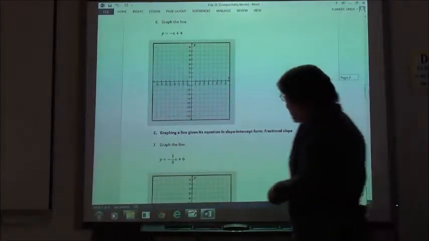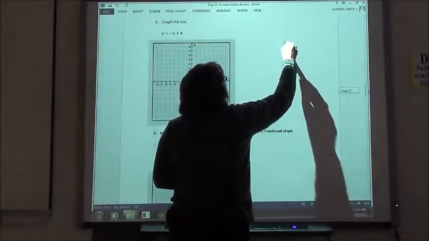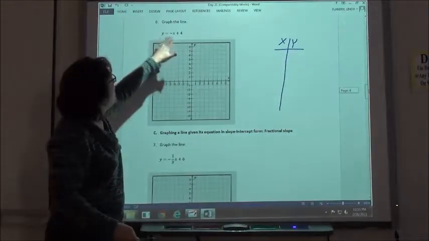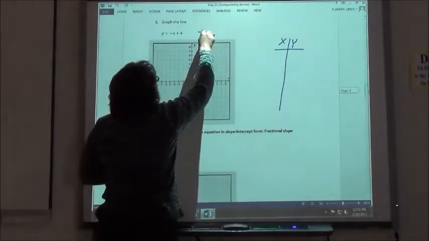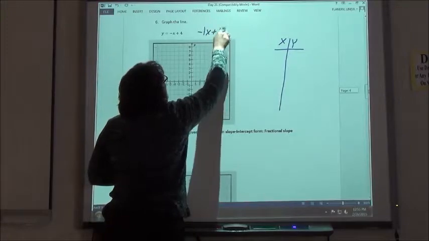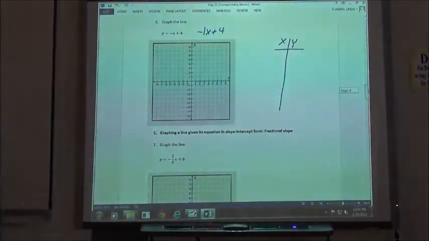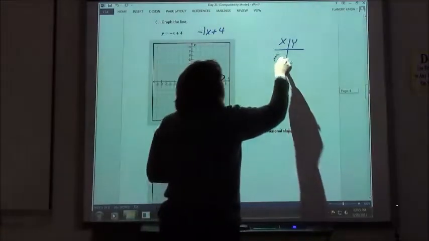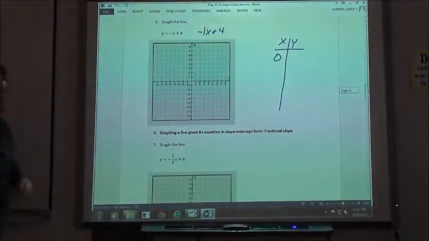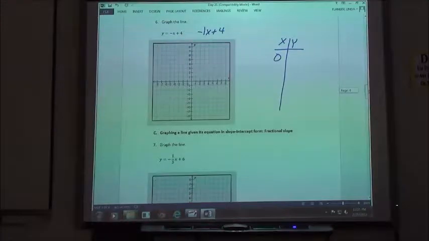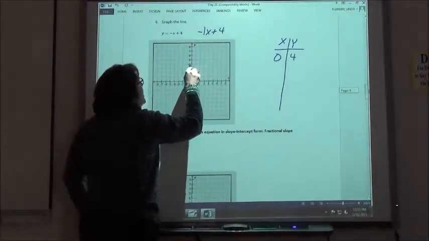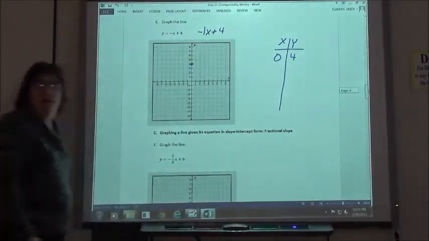So there's another one with that -x. Again, if you have trouble with that -x, write it as -1x plus 4. Means the same thing. Finding our y-intercept, I'm going to put 0 in for x. What is my y-intercept going to be? 4. +4. So I know it's going to touch the y-axis right on 4. 0 over up 4.